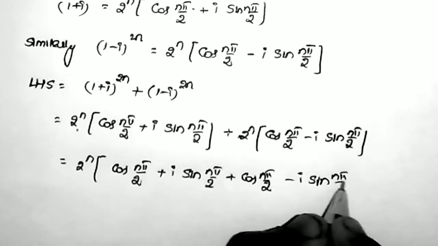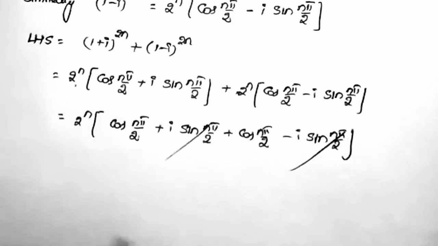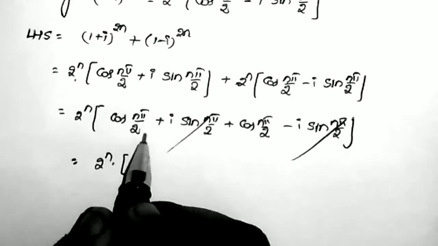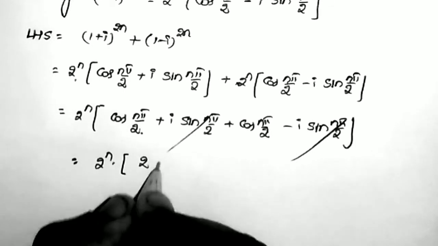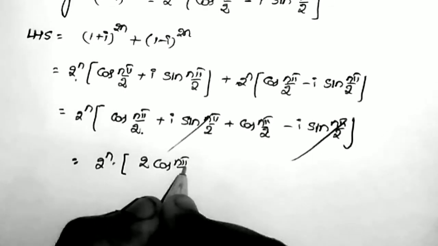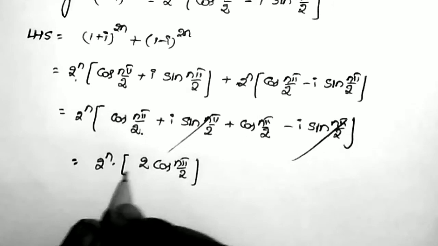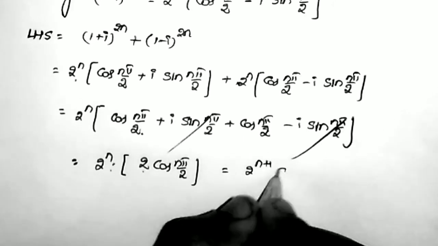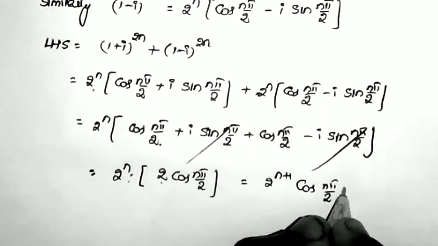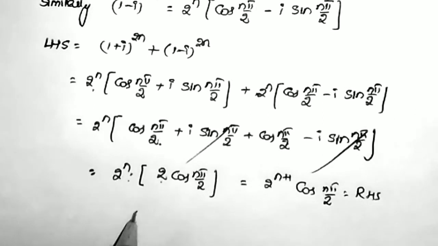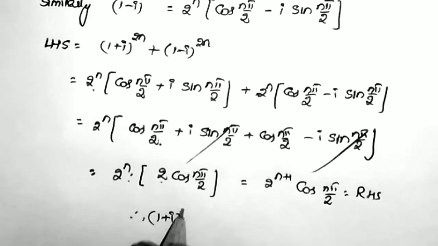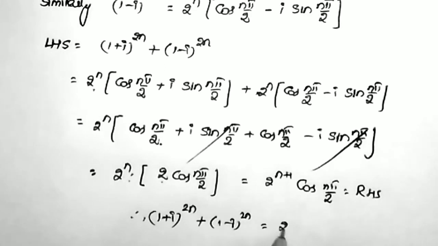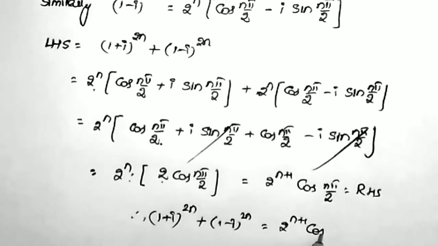Now here i sin n pi by 2 minus i sin n pi by 2 gets cancelled. So this is equal to 2 power n into cos n pi by 2 plus cos n pi by 2, that is 2 cos n pi by 2. Now 2 power n into 2, what is that value? 2 power n plus 1 into cos n pi by 2. That is equal to RHS. Therefore, the answer is (1 + i)^2n plus (1 − i)^2n is equal to 2 power n plus 1 into cos n pi by 2.